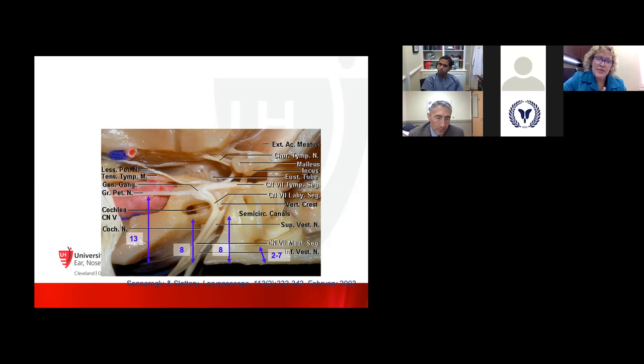Some enterprising fellow, I think it was Bill Slattery at some point, went and measured all of these things. So if you are a number-oriented person, these are the measurements in millimeters that are on average found within the temporal bone from the middle fossa direction. All right.